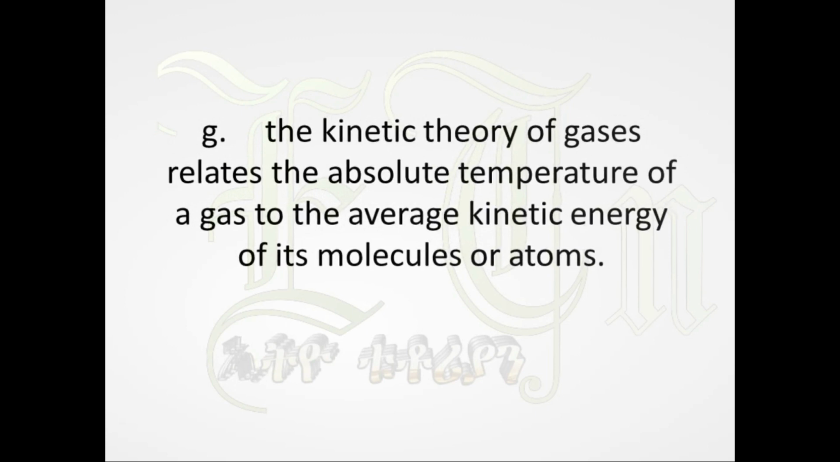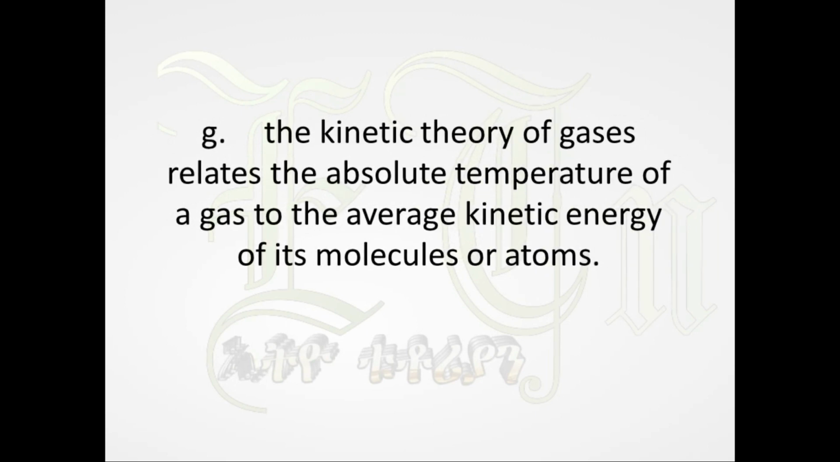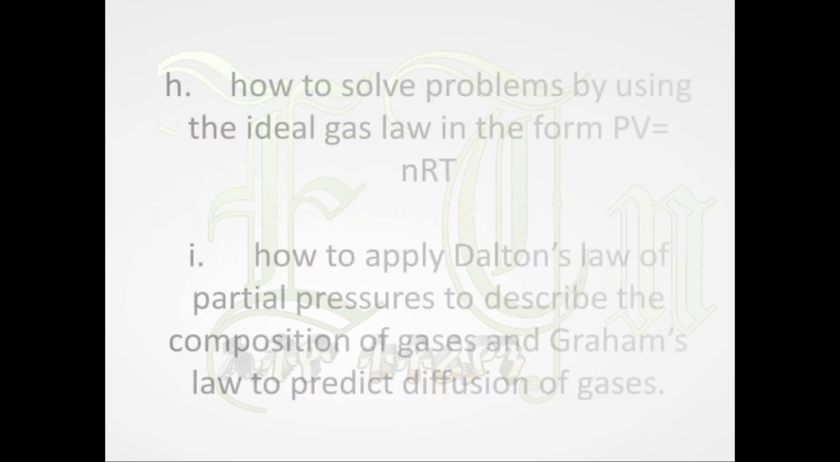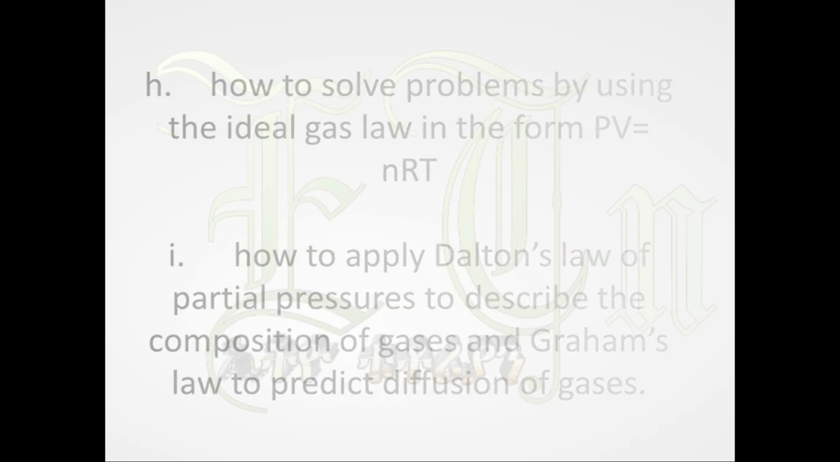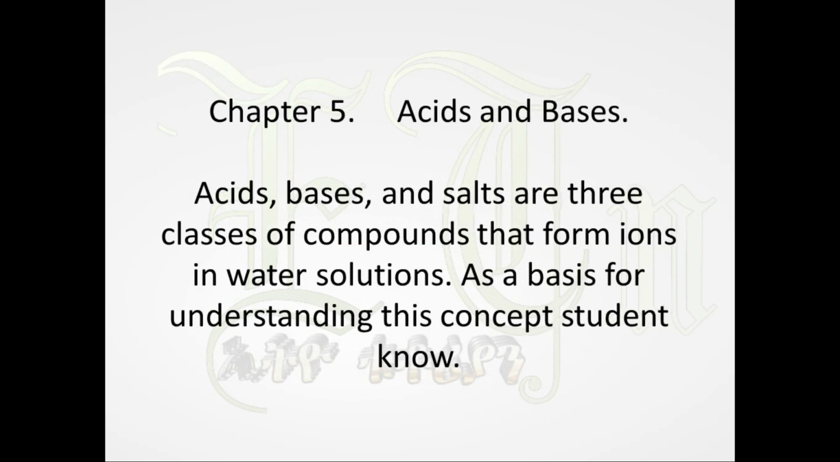G. The kinetic theory of gases relates the absolute temperature of a gas to the average kinetic energy of its molecules or atoms. H. How to solve problems by using the ideal gas law in the form PV = nRT, how to apply Dalton's law of partial pressures to describe the composition of gases and Graham's law to predict diffusion of gases. Chapter 5. Acids and bases.